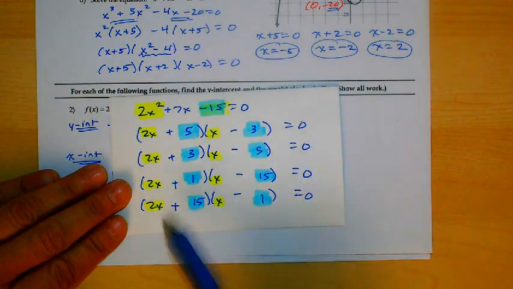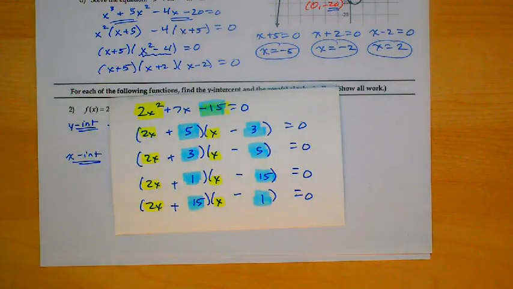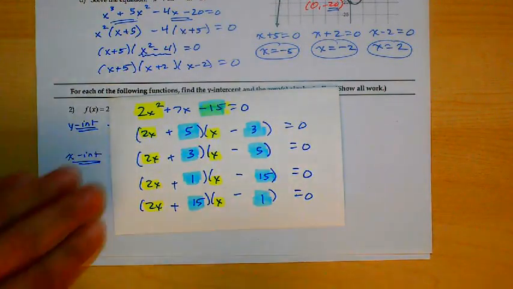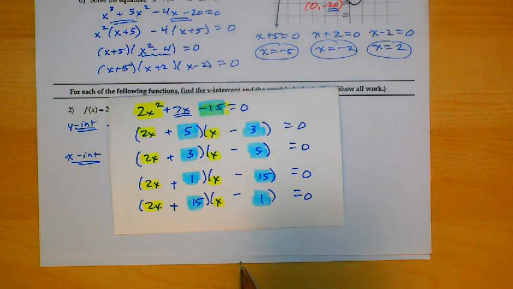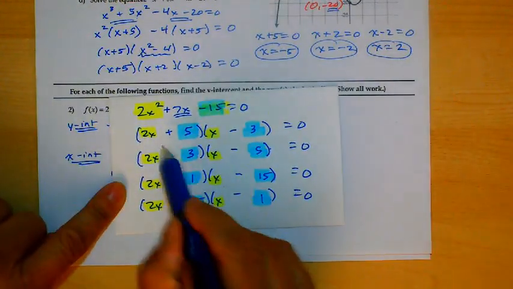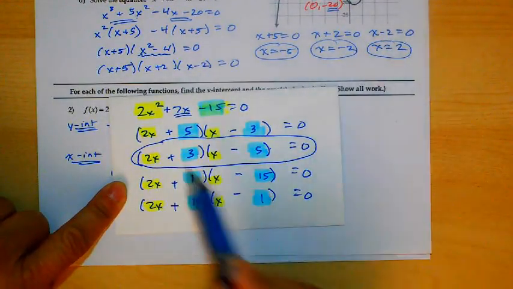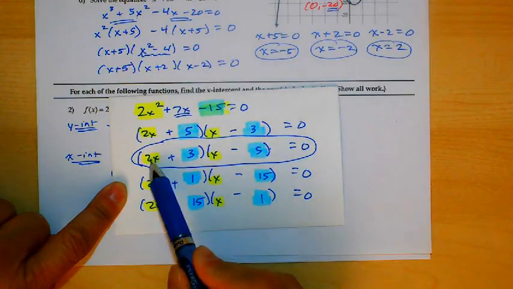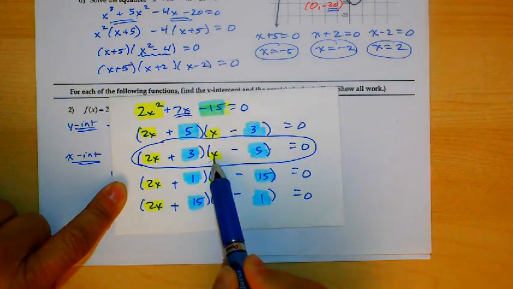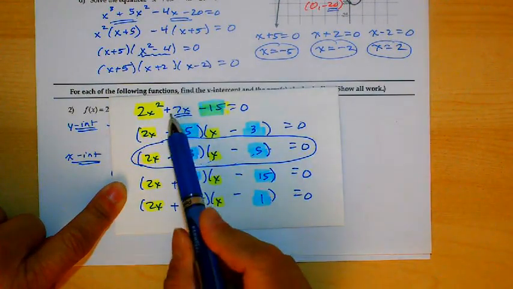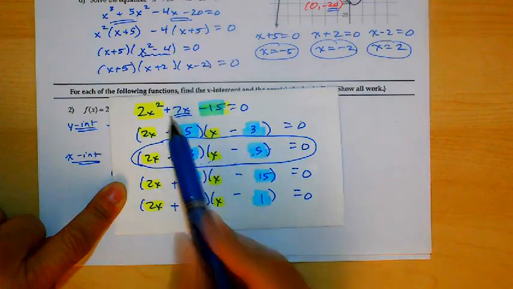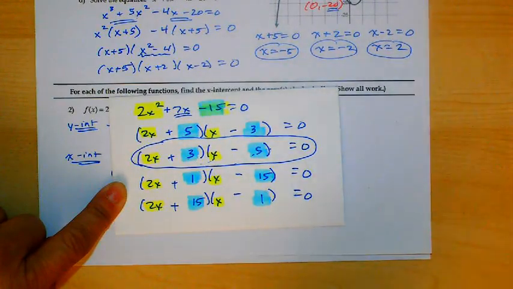And really, I've just kind of made up a couple guesses here, and I'm trying to generate which one has the middle term of 7x. Now, one of these comes pretty close. This guy right here, pretty close. FOIL it out, 2x squared, we'd get minus 10x plus 3x minus 15. That would give me a middle term of negative 7x. I want positive 7x. So I've got the right values with the wrong sign.